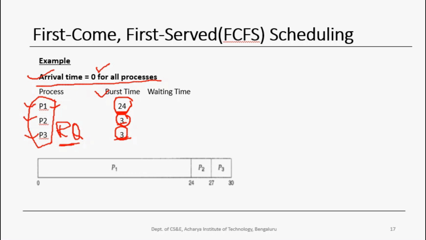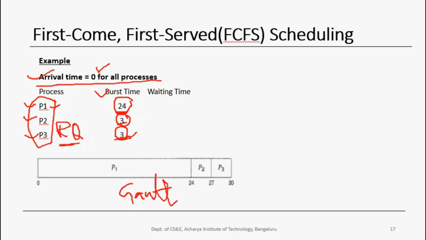So P1 needs 24 time units to complete its execution, or to be specific, its CPU burst time. P2 needs 3 time units to complete its CPU burst time, and P3 needs 3 time units to complete its CPU burst time. Now let us try to represent the scheduling decisions made by the FCFS algorithm with the help of a Gantt chart.